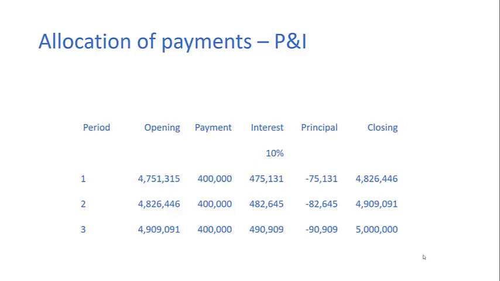We have interest calculated at 10% on the opening balance, and so that gives our interest expense. And the difference between the coupon payment and the interest expense is an adjustment to principal. In this case, we're effectively capitalising $75,000 worth of interest, and so that gives us a closing balance of the liability of $4.826 million, which is the opening balance for the next period. And we simply repeat that over the 3 years of the bond.